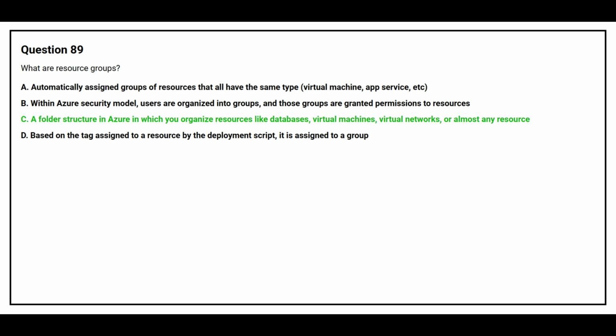The correct answer is Option C, a folder structure in Azure in which you organize resources like databases, virtual machines, virtual networks, or almost any resource.